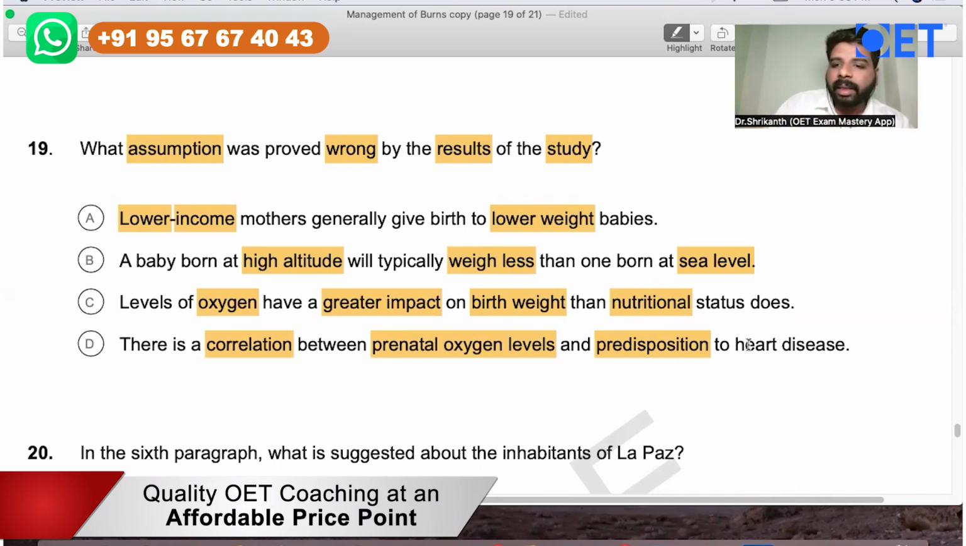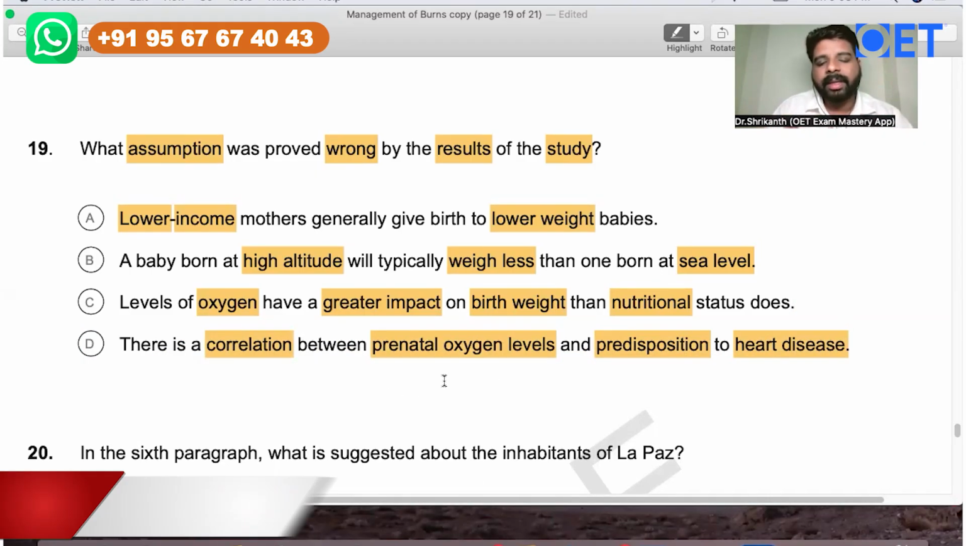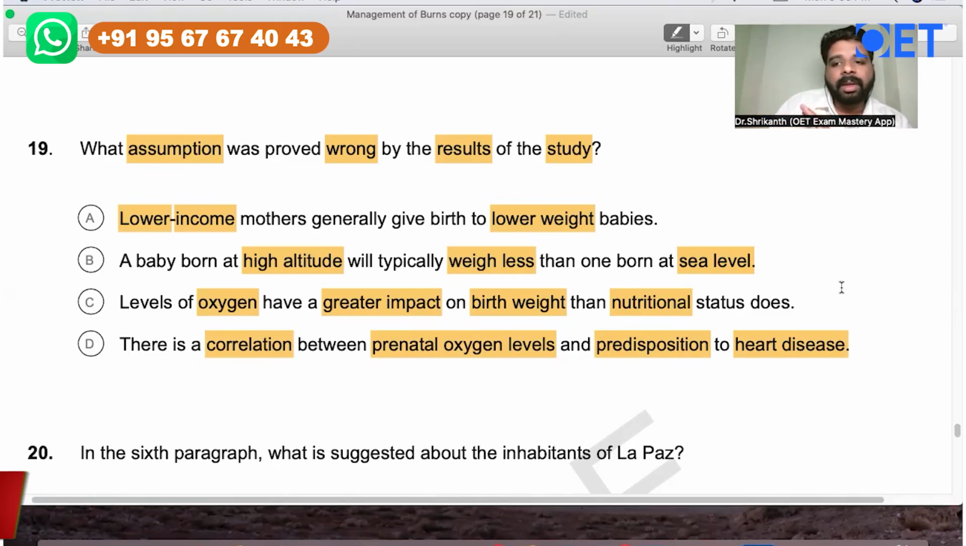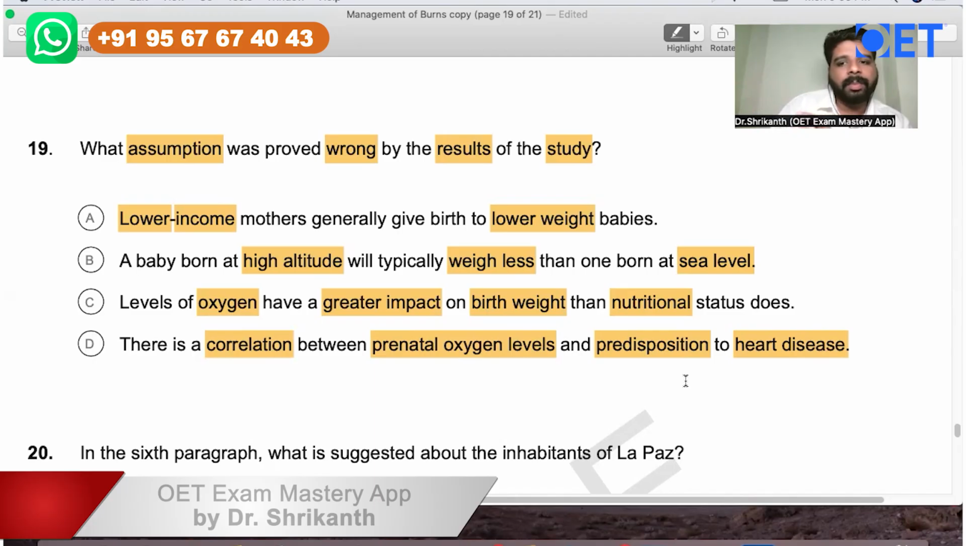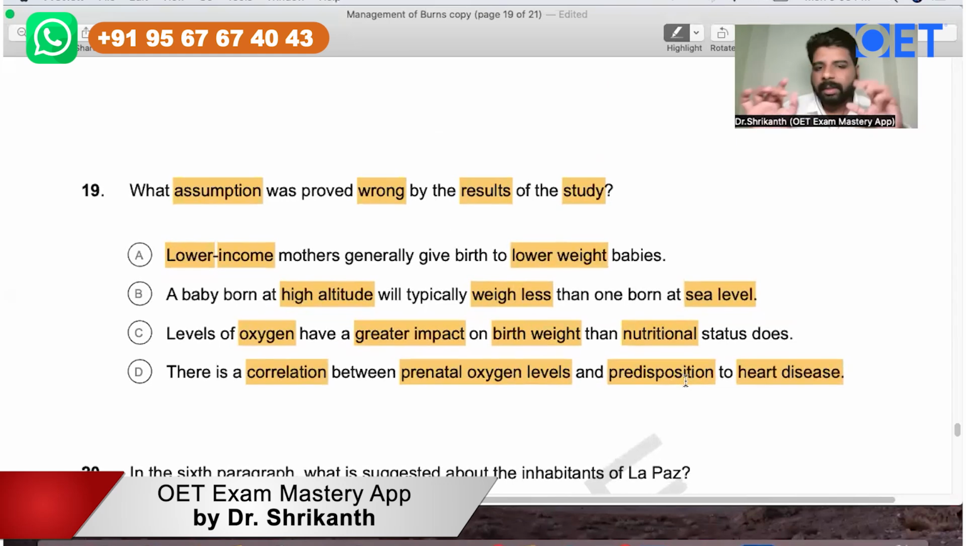So these type of babies who did not get enough oxygen when they were in the mother's womb are more exposed. They are more vulnerable to develop heart disease. That is what we call predisposition. Predisposition basically means exposure. So like this, we have basically identified the keywords.